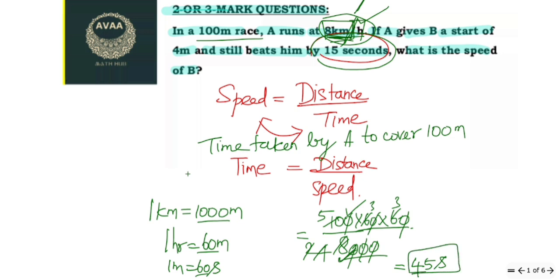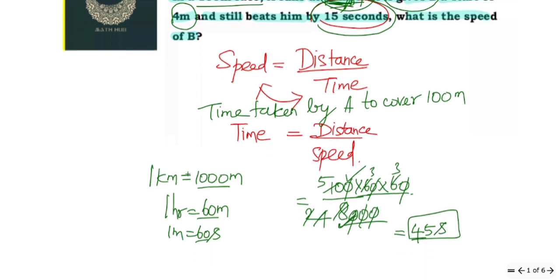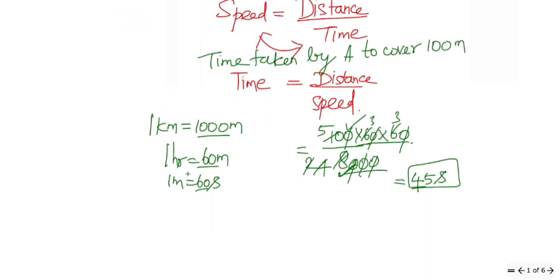Now we'll think about our B. Because in this question they have mentioned A gives B a start of 4 meters. So that means B is behind our A. So we'll figure that out now. The distance we need to find out: B covers 100 minus 4 meters, that is actually 96 meters.